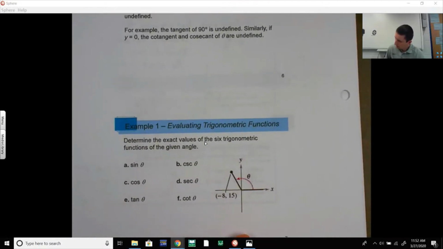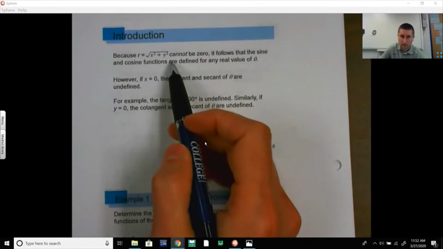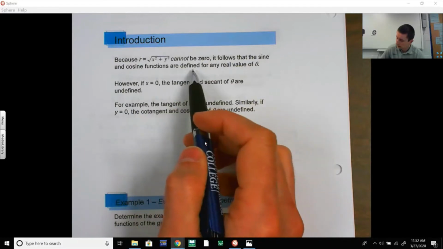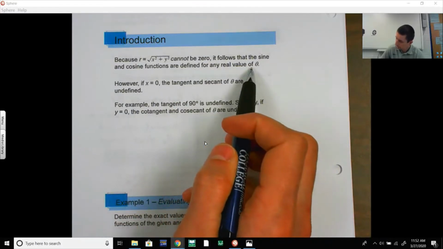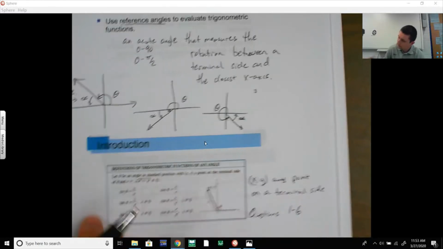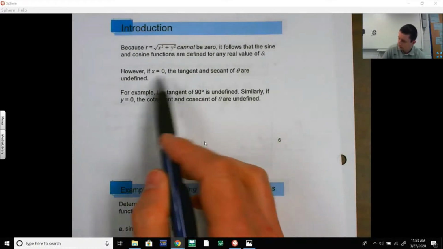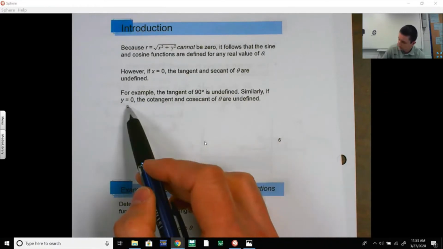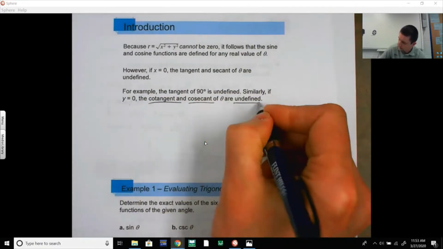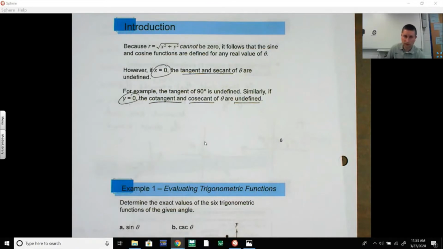Some more terminology. Since the radius cannot be 0, the sine and cosine are defined for any real value of theta, because your radius cannot be 0, so you never divide by 0. But your x and y can be 0, so that's why these have those stipulations right there. However, if x is 0, the tangent and secant of theta are undefined, and if y is 0, the cotangent and cosecant are undefined.